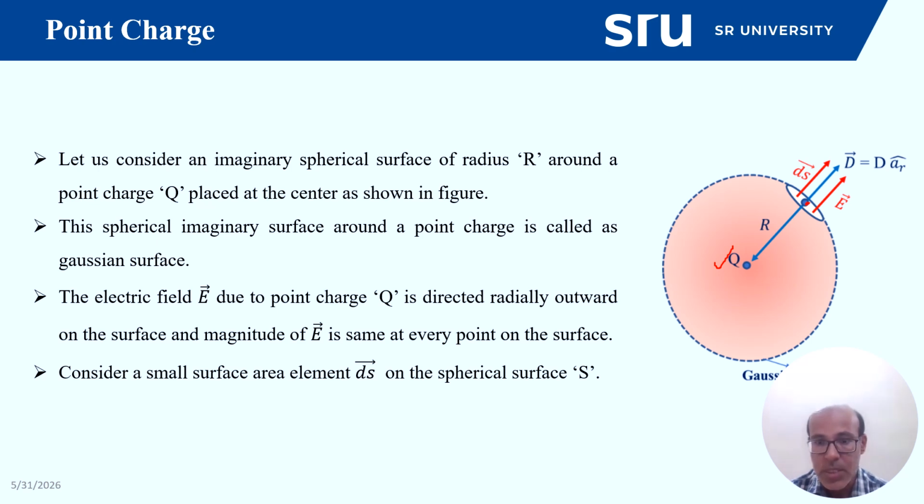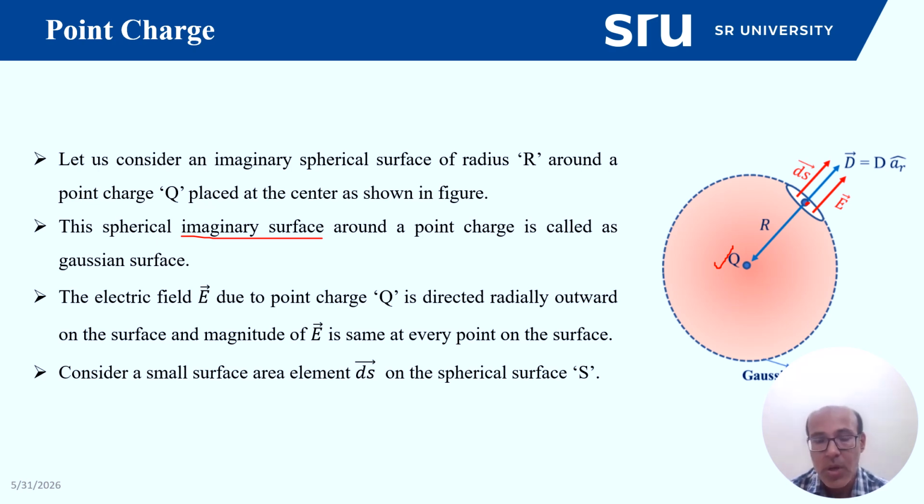Now to determine the electric field intensity due to a point charge q, we construct a Gaussian surface which is spherical in nature. Here on the screen it appears as a circle, but it is practically a sphere. Gaussian surface is an imaginary surface. We imagine it encircling the point charge symmetrically around all sides.